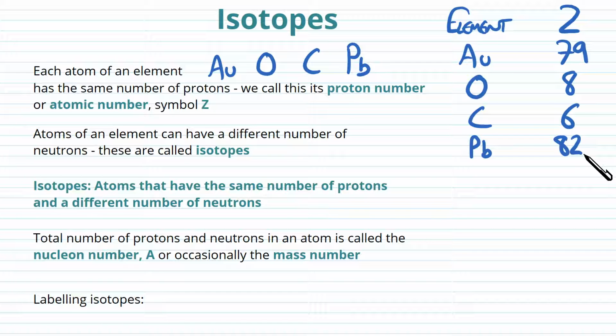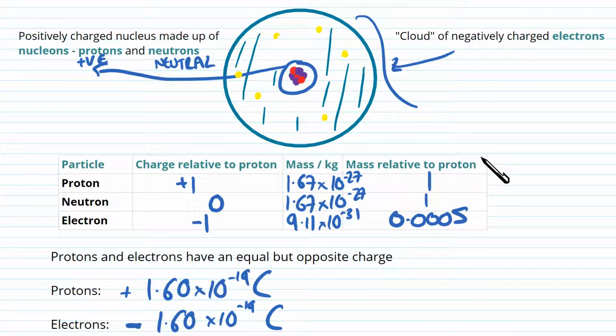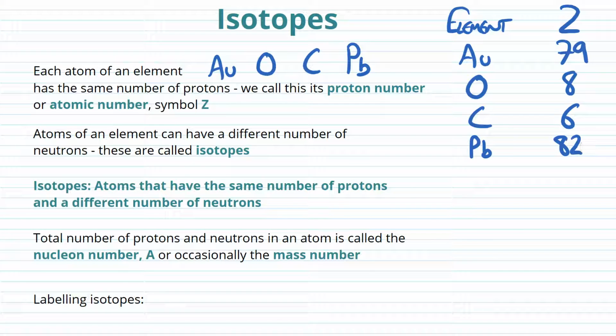But all we've talked about there are protons, and as we saw before in the atom, they could have protons and neutrons in a nucleus. So what about those nuclei? It turns out that atoms of an element can have a different number of neutrons, and these are called isotopes. So what does that mean? Well, it means that different nuclei can be of the same element but have a different number of neutrons in them. And so this is our definition of isotopes. Isotopes are atoms that have the same number of protons and a different number of neutrons.